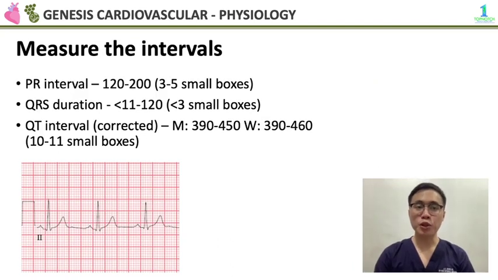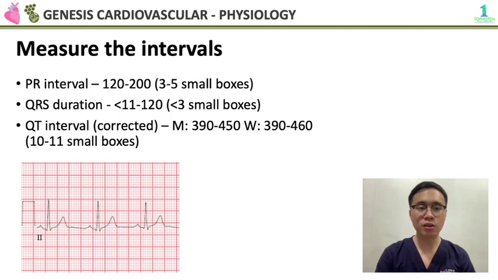So, the next step would be to measure the intervals. So, you have the PR interval. The normal value is around 3 to 5 small boxes. So, that's around 0.12 to 0.20. For the QRS duration, the normal value would be around less than 3 small boxes. So, it should be less than 0.12.